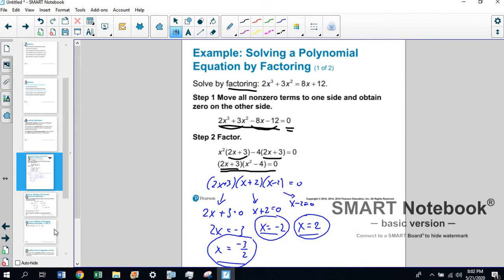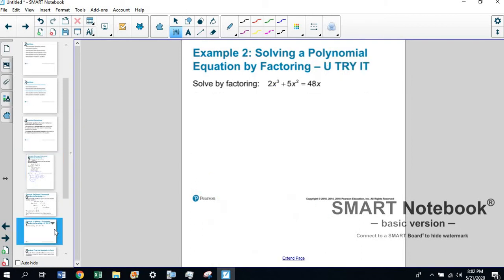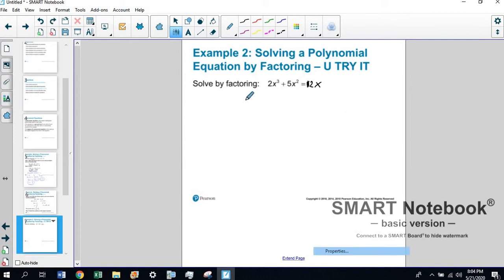I'm going to try something different starting with this video. I'm going to give you what I call "You Try It"s. So here's a second example. We're going to solve this one by factoring: 2x cubed plus 5x squared equals 12x. I want you to try that one. Pause the video right now, try it based on the one you just did, and then come back and I'll work it with you. So hit pause and try this one.